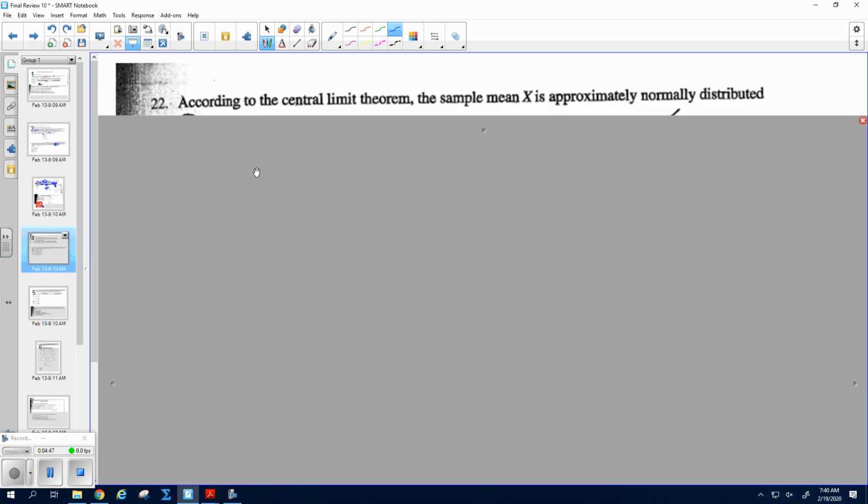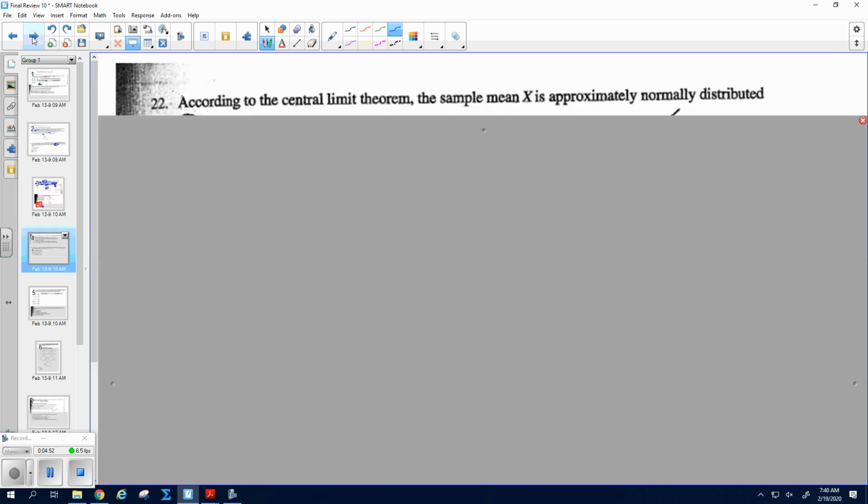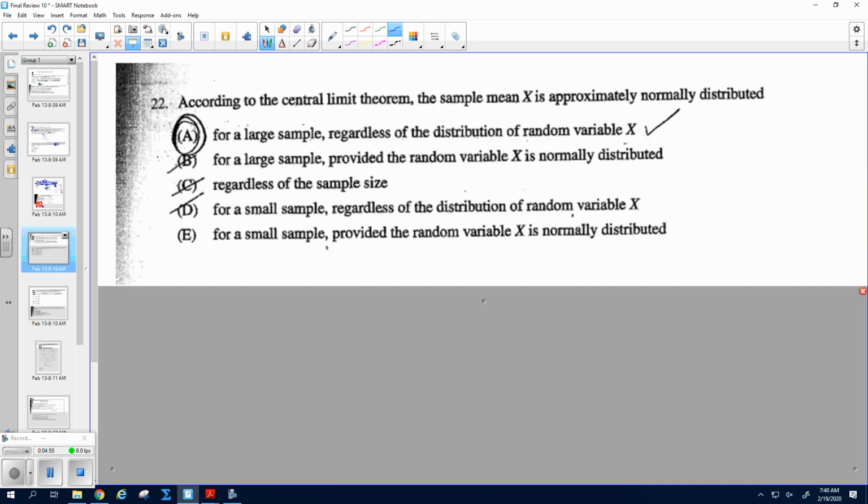So 22, hold on, did I skip one? Nope. All right, 22, the central limit theorem. For a large sample, regardless of the distribution of random variable x, we know it's normally distributed, or approximately normal. A is the correct answer. The large sample they're talking about is a size of 30. B is incorrect because it says the variable has to be normally distributed to start with. That's not true. It doesn't matter what the population distribution is to start with, as long as you're taking a large enough sample size, you know it's going to be normal. So it is A.